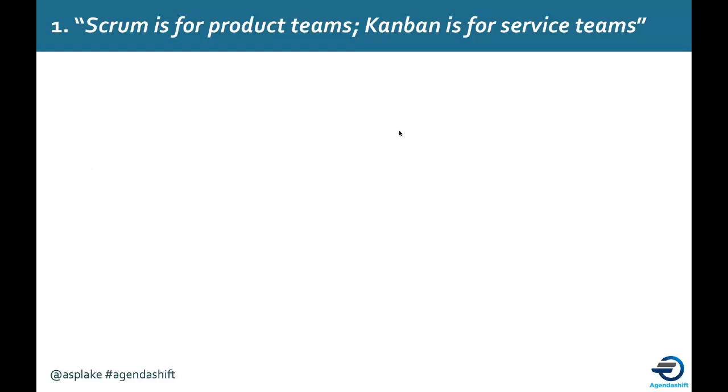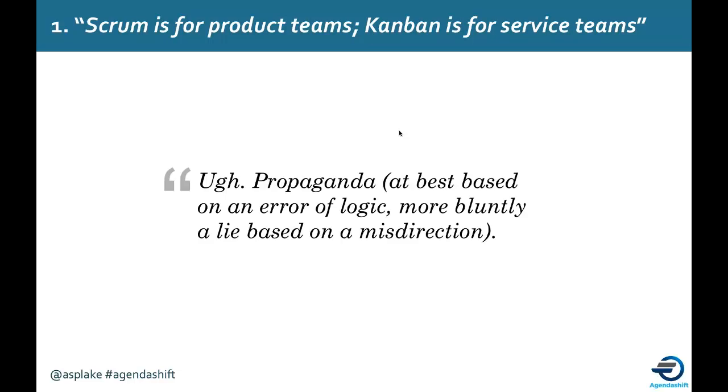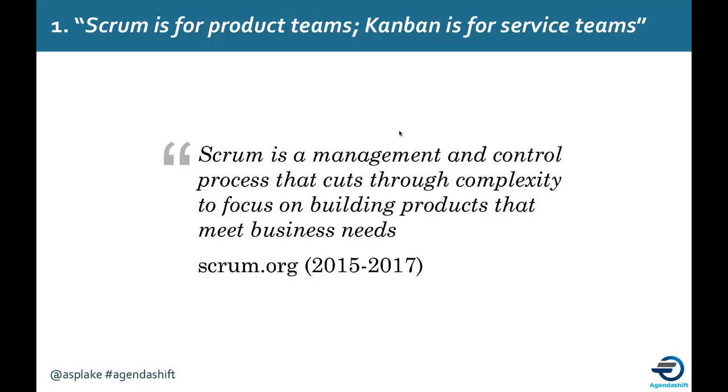So, Scrum is for product teams, Kanban is for service teams. My gut reaction, and this is straight from the blog post: yuck, or propaganda at best based on an error of logic, more bluntly a lie based on a misdirection. So what's this misdirection that I'm talking about?